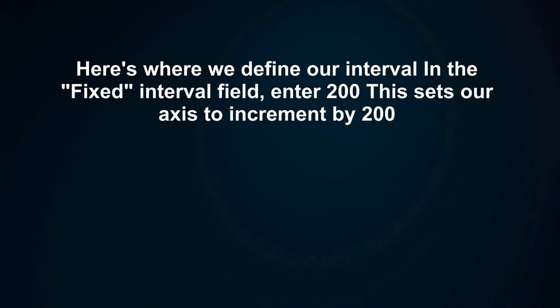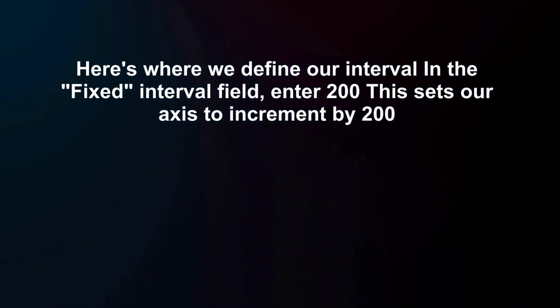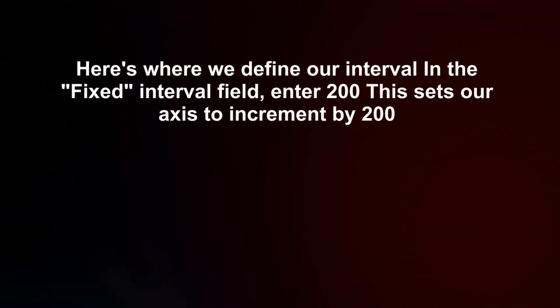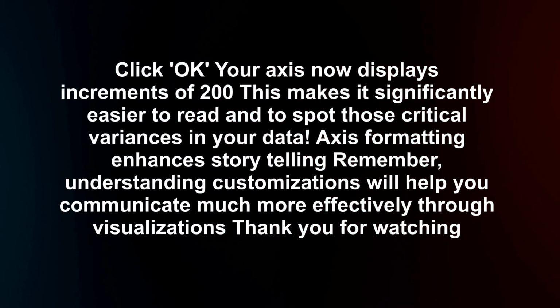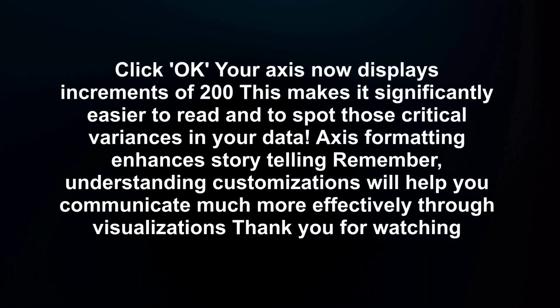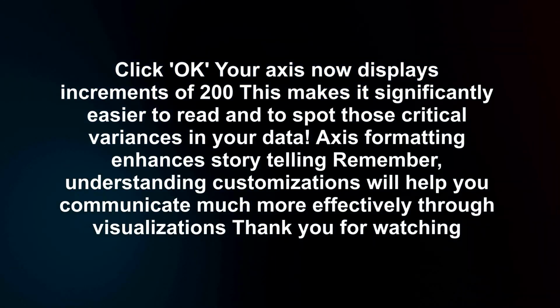Now, let's control the axis increments under tick marks. Select Fixed. Here's where we define our interval in the Fixed interval field. Enter 200. This sets our axis to increment by 200. Click OK. Your axis now displays increments of 200. This makes it significantly easier to read and to spot those critical variances in your data.